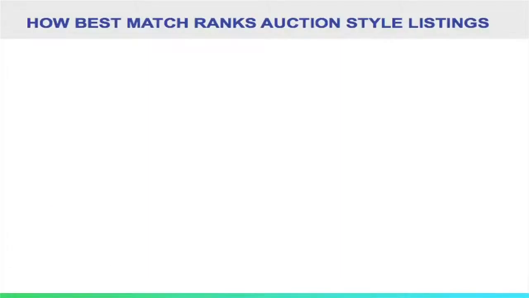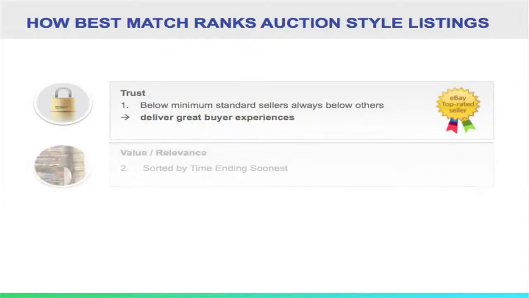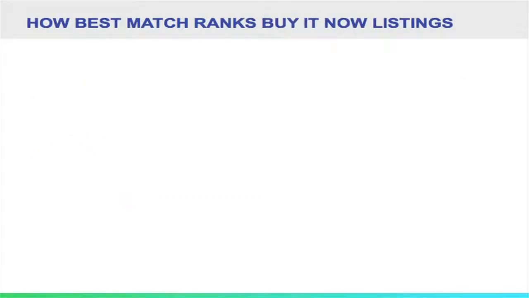Now onto how Best Match ranks auction style listings. Firstly, items from sellers who do not meet the minimum standards will always appear below items from sellers who do and are delivering great buyer experiences. Then within this we sort by time ending soonest, as we mentioned before, as this is the best way to sort auction style listings. For fixed price buy it now listings, Best Match is slightly more complex.